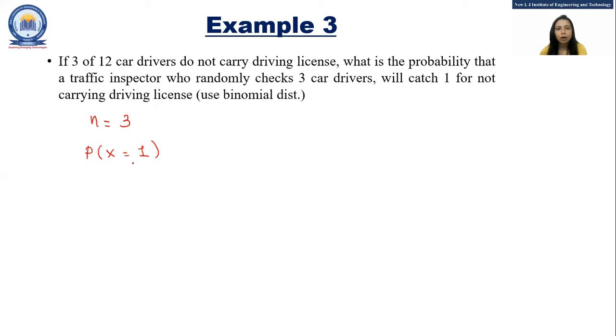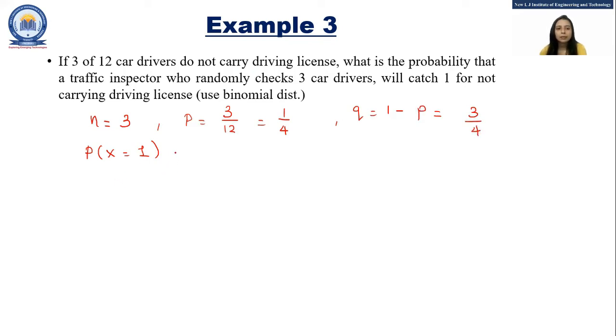Here the probability of success is not carrying the driving license. So 3 of 12 car drivers do not carry the driving license. So P is equal to 3 by 12, that is 1 by 4. And Q is equal to 1 minus P, that is 3 by 4.